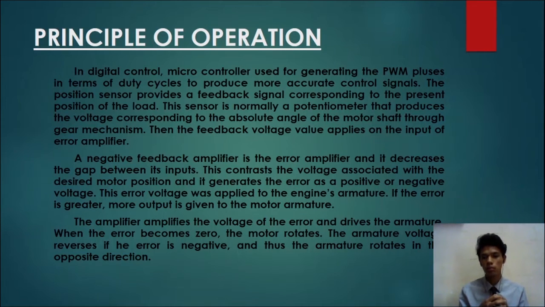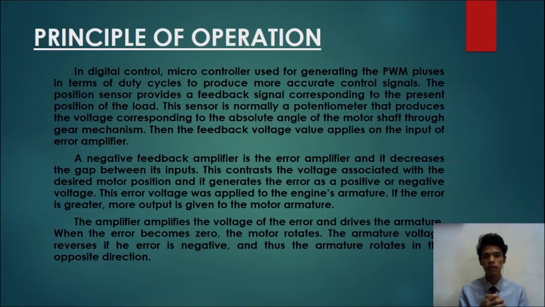Okay, for the principle of operation for the servo motor, in digital control, a microcontroller is used for generating the PWM signal, or pulse width modulation, pulses in terms of duty cycle to produce a more accurate control signal. The position sensor provides a feedback signal corresponding to the present position of the load. This sensor is normally a potentiometer that produces the voltage corresponding to the absolute angle of the motor shaft through a gear mechanism. Then the feedback voltage value is applied to the input of the error amplifier.